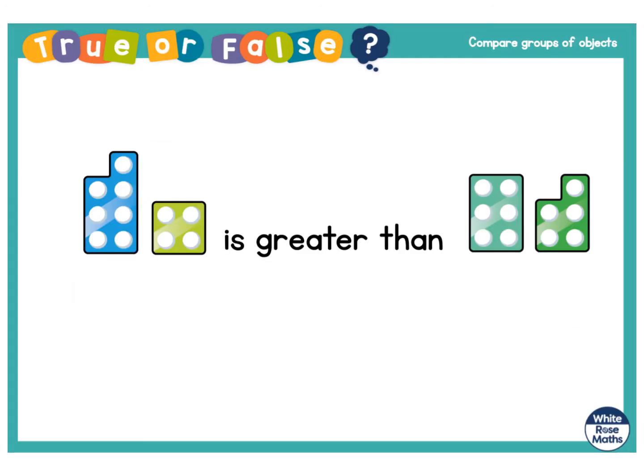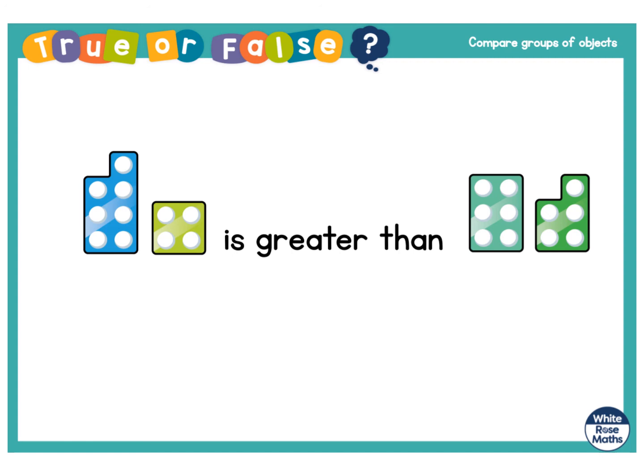Before you go on to your worksheet, we're just going to have a look at this. Is it true or is it false? Is it right or is it wrong? So we've got some Numicon here. So let's count our Numicon. The blue one's got 1, 2, 3, 4, 5, 6, 7. And the green one's got 1, 2, 3, 4. So let's count them all together. 7, 8, 9, 10, 11. So we've got 11 on that side.